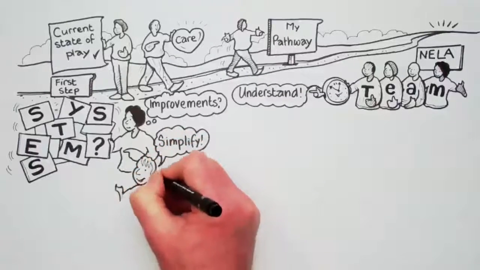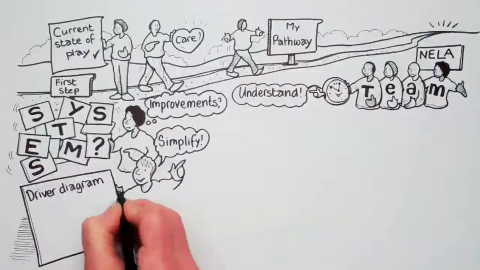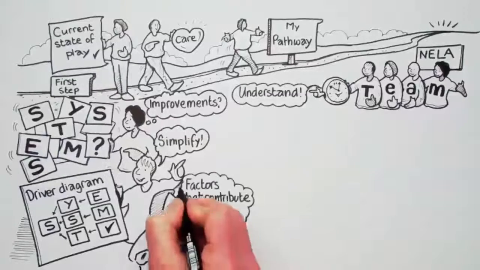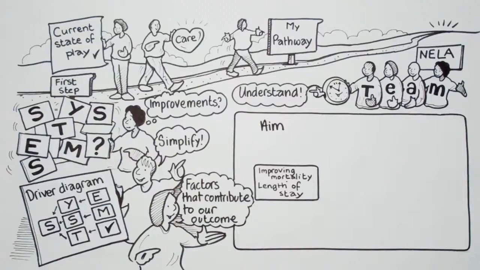We can do this very nicely through something called a driver diagram. The driver diagram is a pictorial display of our system. What we're trying to show is the factors that contribute to our outcome. So we start with an aim. In our case, this could be improving mortality or length of stay for emergency laparotomy patients.